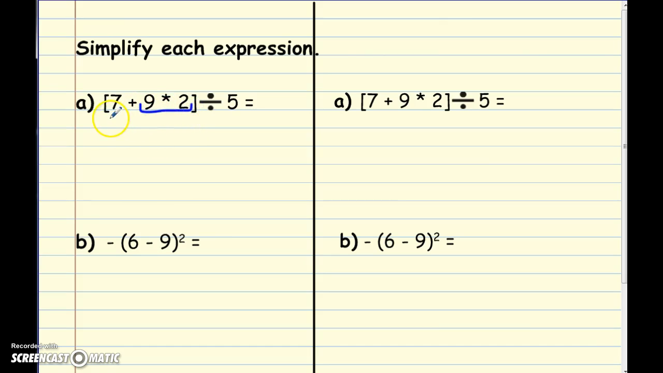9 times 2 is 18, so I'm going to bring my 7 plus down since I haven't used them. I'm going to put my brackets here. Whoops, I should be moving this to the other side. Divide by 5. Okay, I'm going to move these all over here. All right, so there is my work. Next thing I need to do is add those two numbers together. So 7 plus 18 is 25. And then I'm going to divide by 5. So 5 is my final answer.